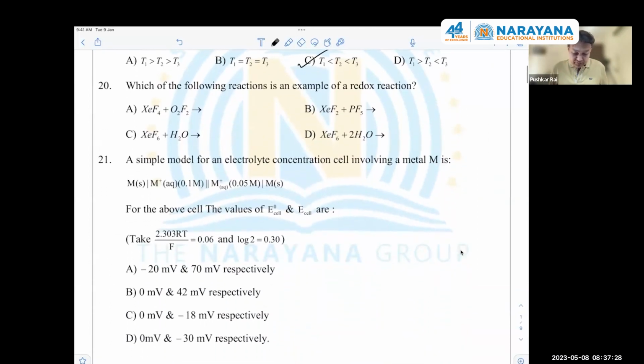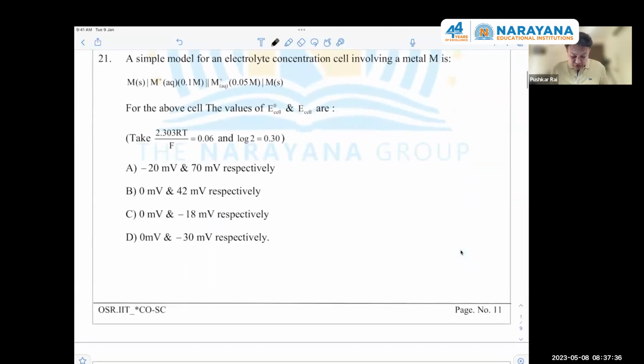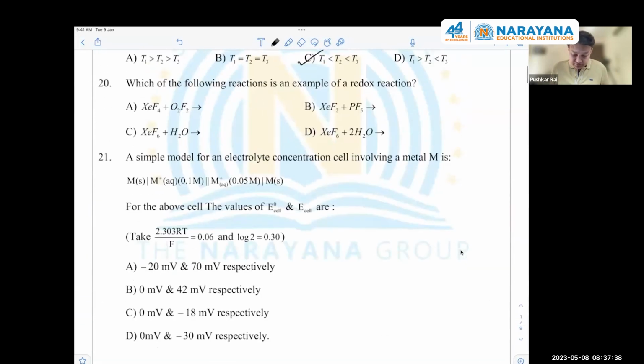Next question was a simple model for an electrolyte concentration cell involving a metal M. That's a very simple question, and I don't think there is any doubt in this. Still, if anyone would like to ask, in these cells E naught cell is equal to 0. How to quickly solve it? Maybe you can think that this is a cathode, and in the cathode the concentration of metal ion is less.